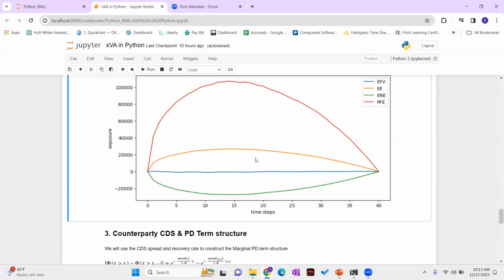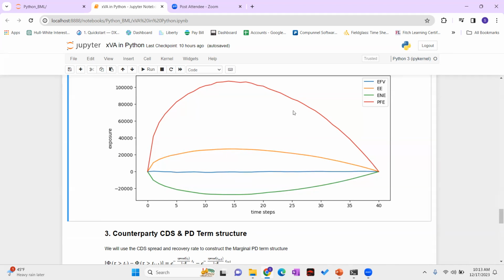So you see four different things. Expected future value is close to 0, because at inception it was 0, and it stays at 0. It's the mean of the exposure. This is the EE profile. This is the ENE profile. And this is the PFE profile. Okay, and I'm pretty sure you must have seen this graph everywhere.